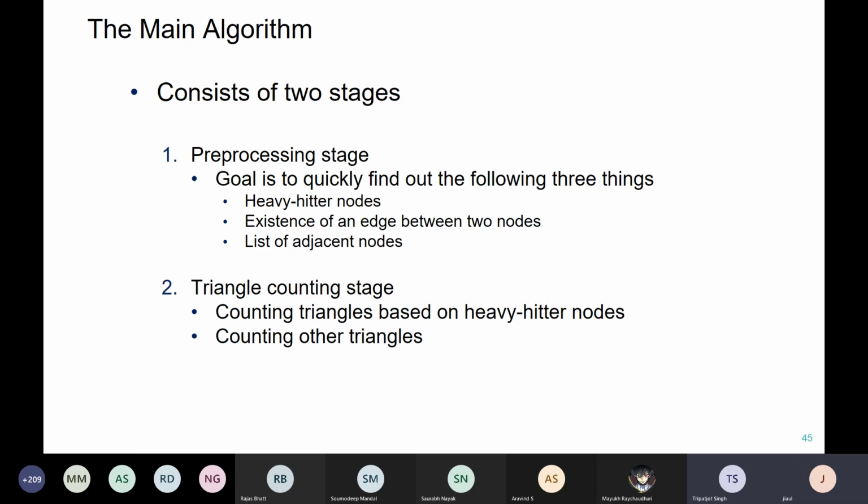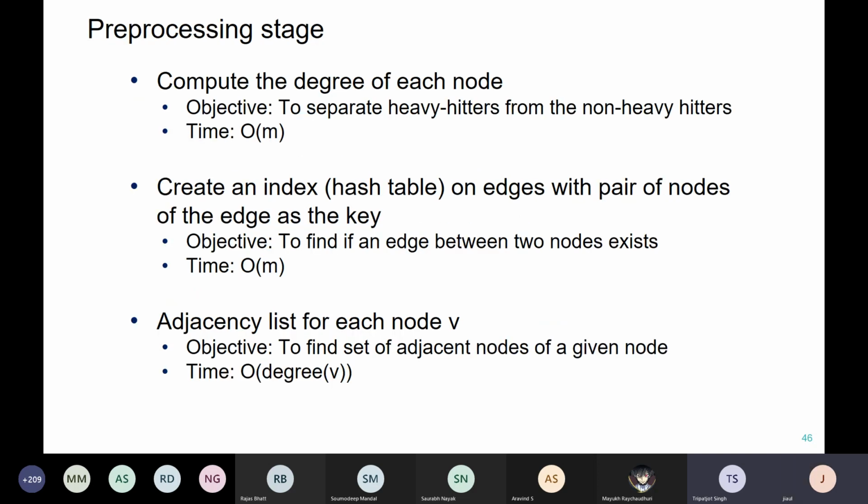Now, as I mentioned, we have two stages: the pre-processing stage, where we want to organize this data in such a way that we can quickly figure things out, and then the triangle counting stage. So for the pre-processing stage, what we do first is compute the degree of each node, because that's the first task that you have to do.